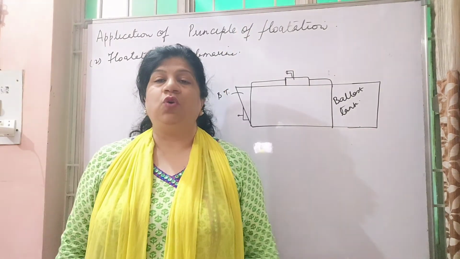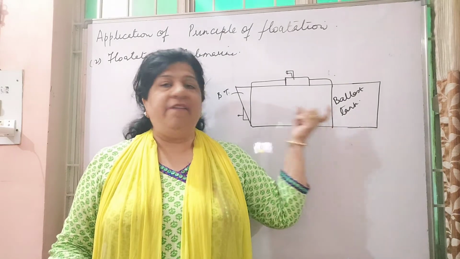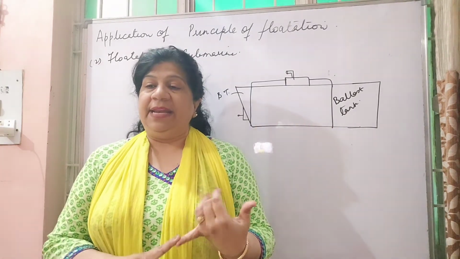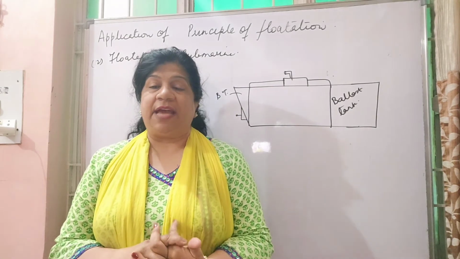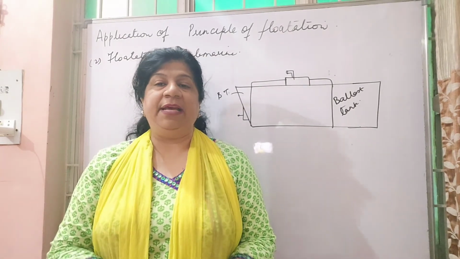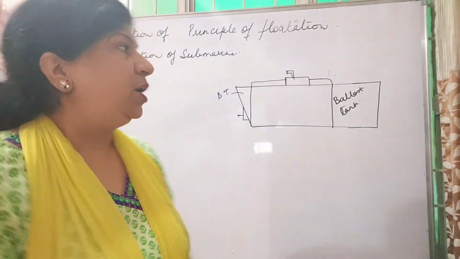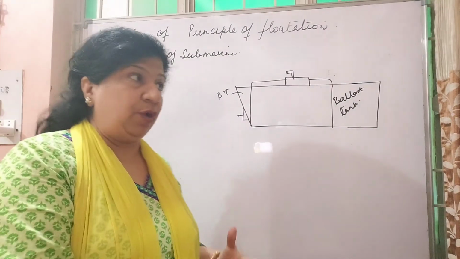and hence it comes up. So the depth of the submarine is controlled with the help of the ballast tanks by letting the water in and compressing and throwing it outside, and so the height of the submarine is adjusted in the seawater. So this is again the principle of flotation. The principle of flotation is applied here also.